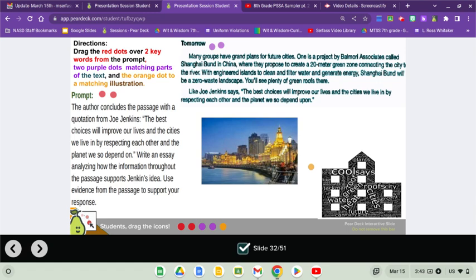Excellent. Now, please take the time to move your 2 purple dots to the 2 most important parts and the 2 most relevant to the prompt parts in this passage up here. And then finally, where do you think this orange should go? Somewhere here on the picture or maybe somewhere in the word cloud, but the part that helps you to address that prompt, please do so now.